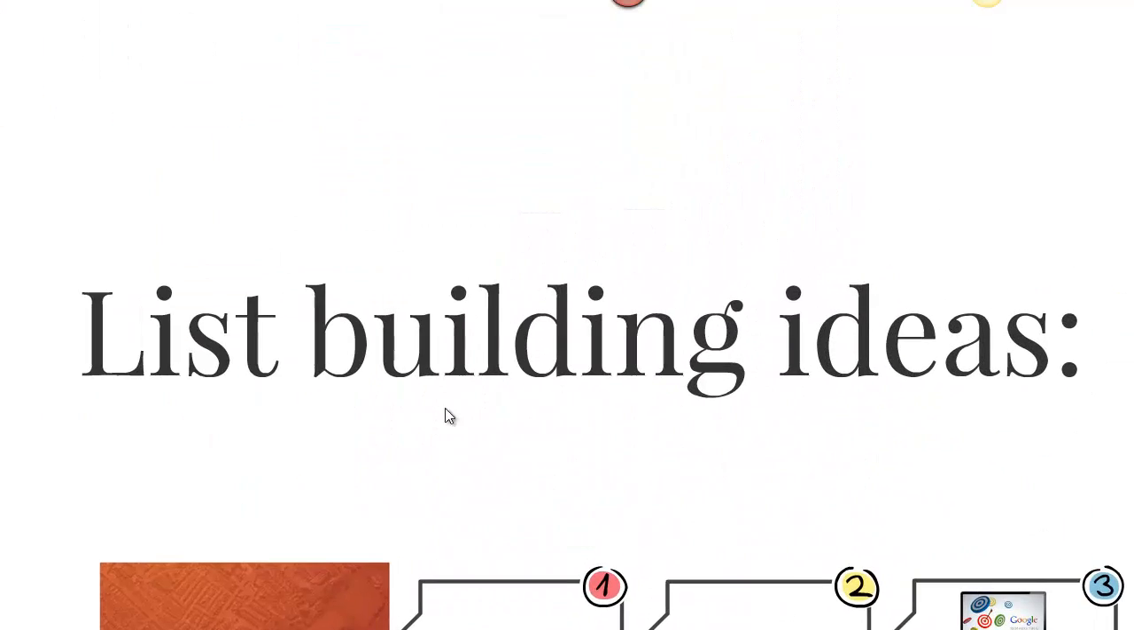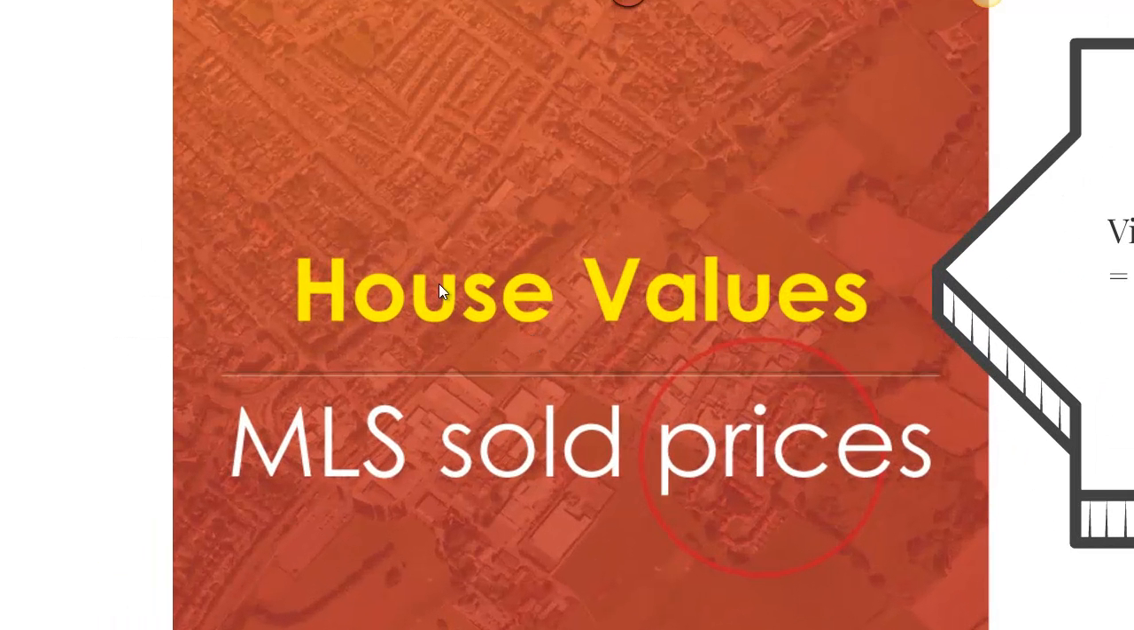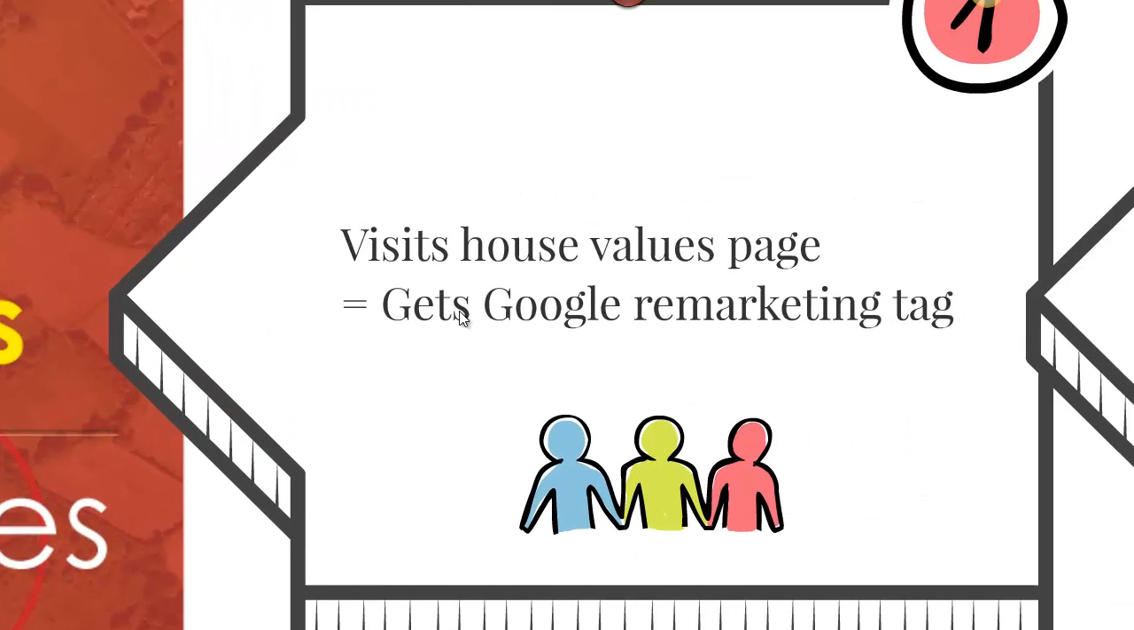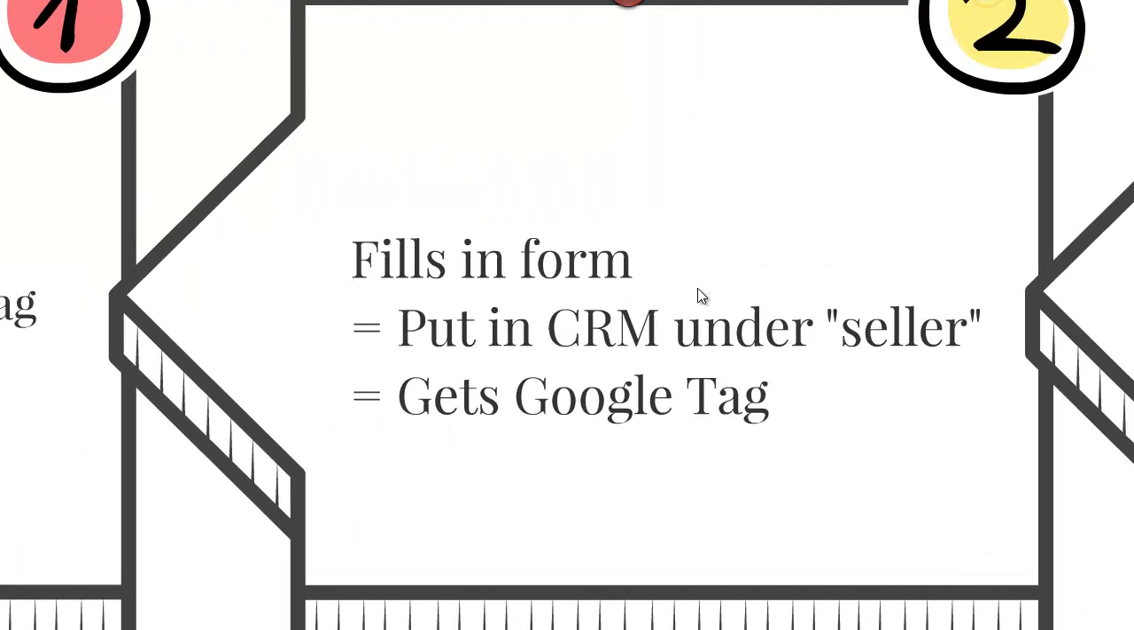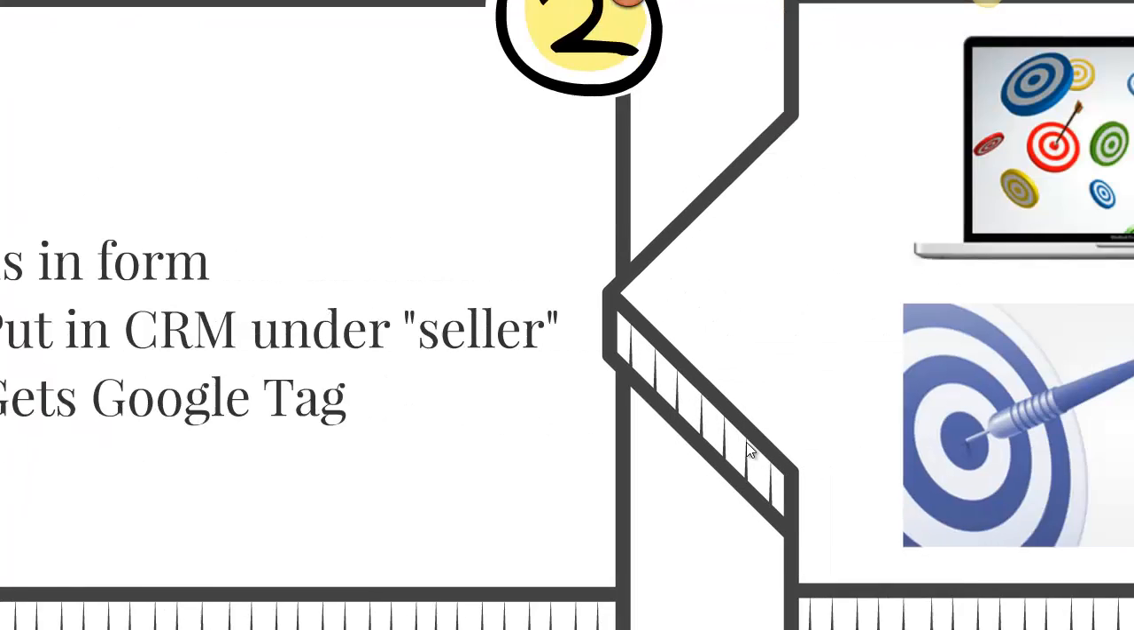So I'm going to skip that and give you a complete picture on the list building ideas. Say you have a house value page on your website. You're going to tell Google Remarketing, tag everybody who comes to this page. Anybody who visits this page, we want the Google Remarketing tag. If a person fills in the form on that page, we want to put them into your database under the seller category. And now we also tag them that they filled in the form.